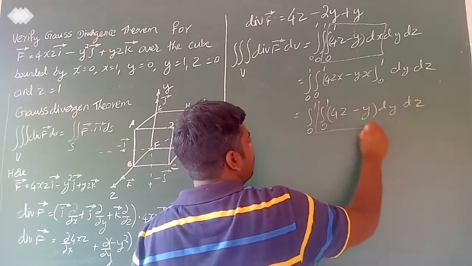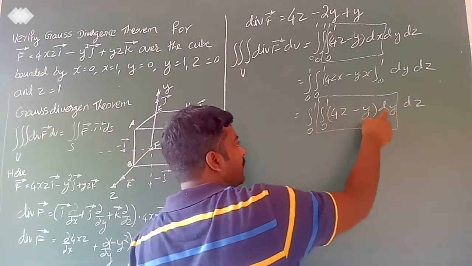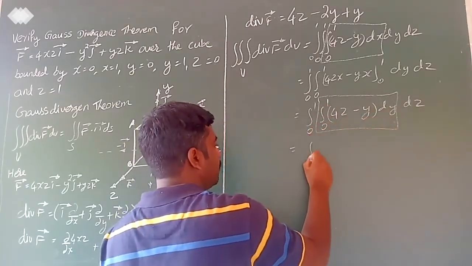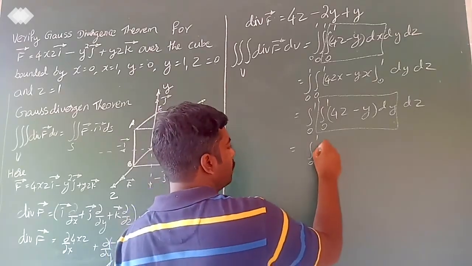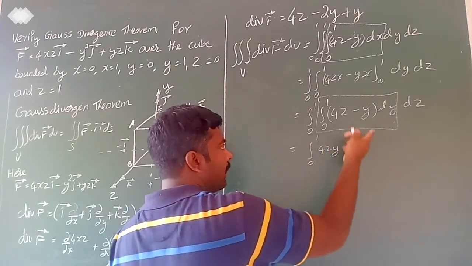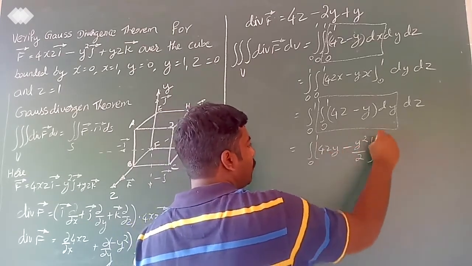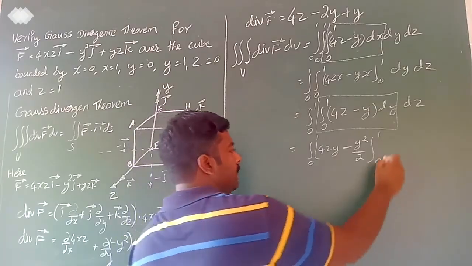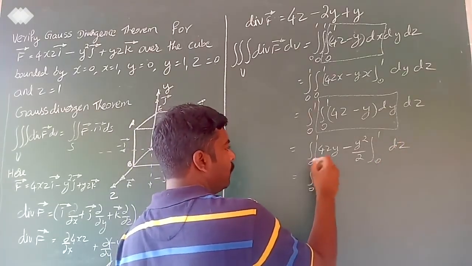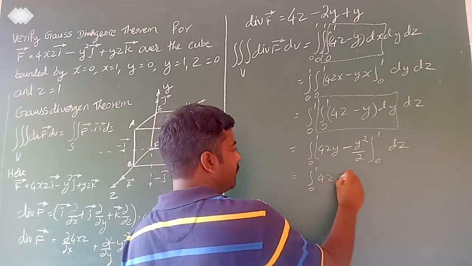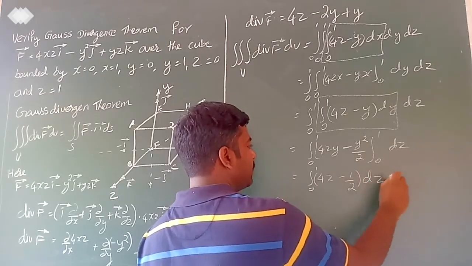So the next step, we integrate 0 to 1 of 4z minus y with respect to y. Therefore 0 to 1, integral of 4z with respect to y equal to 4zy, integral of y equal to y square by 2, with limit 0 to 1, dz. So here we apply the upper limit, that is 0 to 1, equal to 4z minus 1 by 2 with respect to dz.